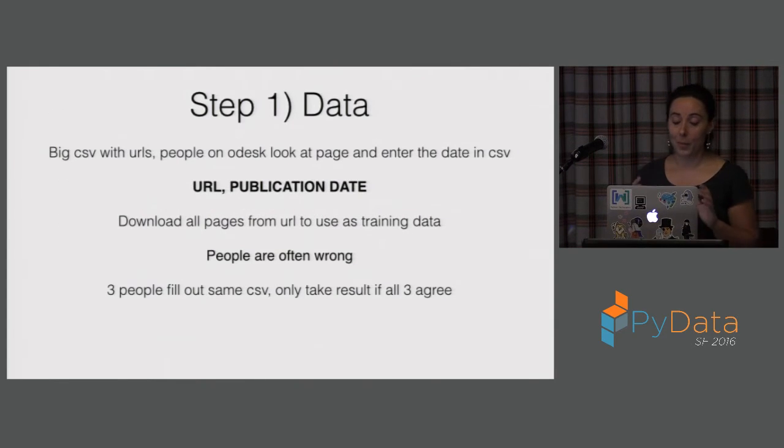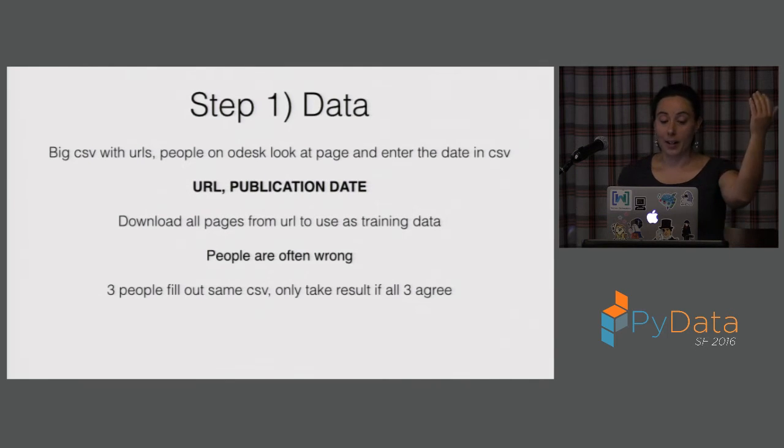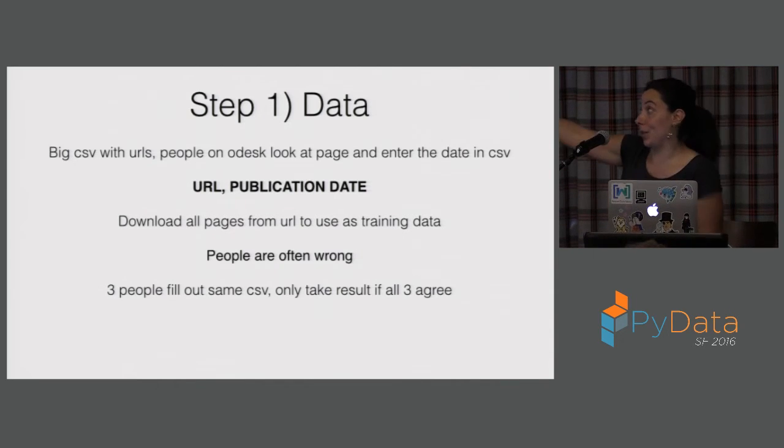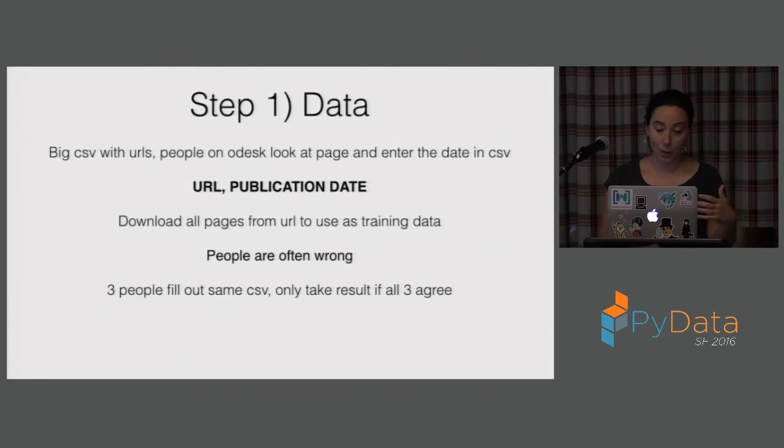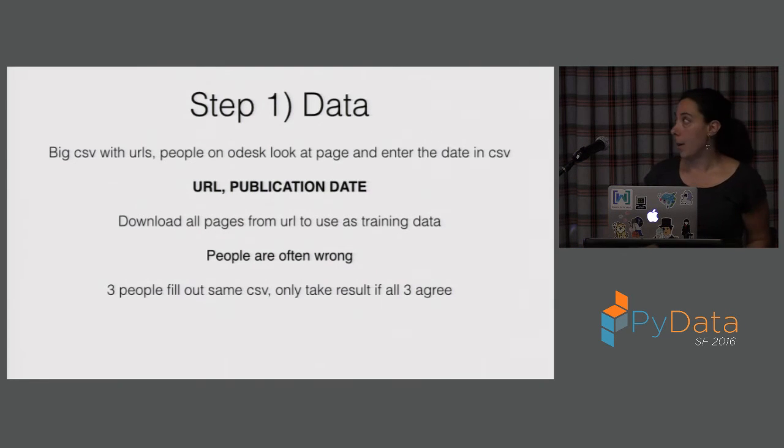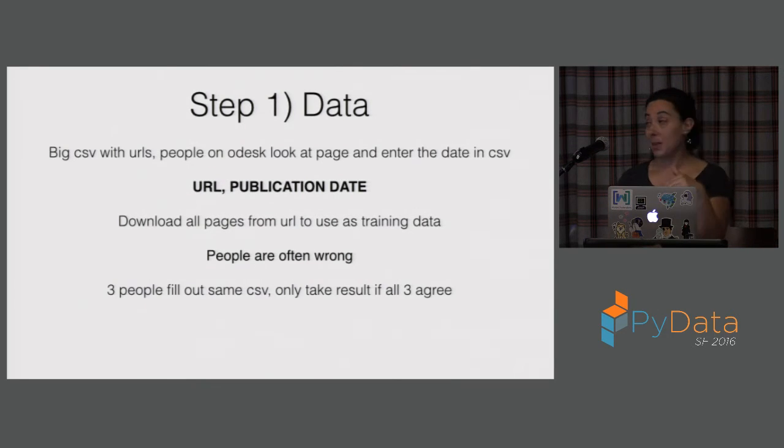So let's start. The data for this project looked like this: we got a massive CSV with URLs and got some people on Odas to look at the page and enter the date in the CSV. It's a URL and a publication date: look at it, write the publication date, that's it. I download all the pages to use as training data. One thing I found is people are often wrong, so I got 3 people to fill in the same CSV, and I only take the result if all of them agree. That eliminated a lot of error.